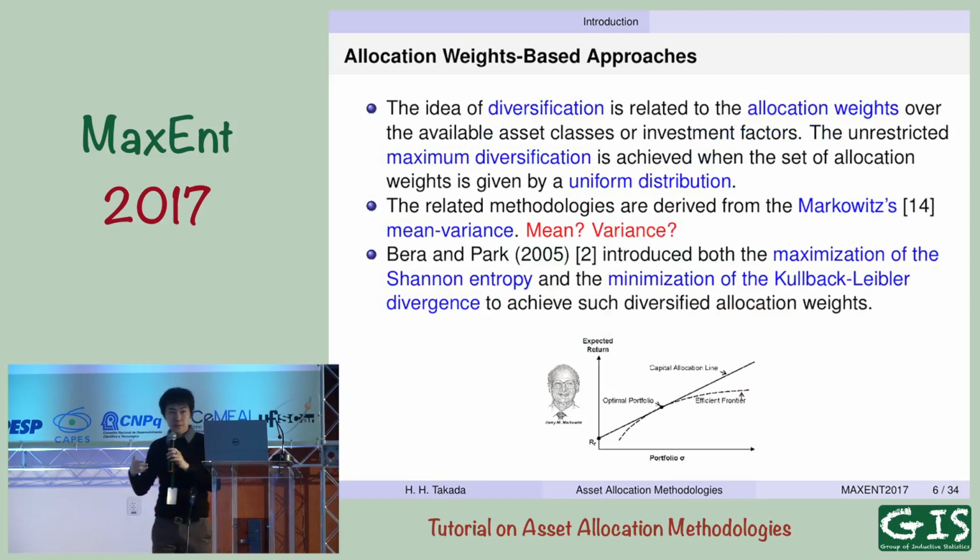So the idea of diversification in weight-based methodologies is related to allocation weights. So the allocation weights ideally must be uniformly distributed. That's not really right because you have correlation between assets and only making uniformly distributed weights or equal weights for everything will not diversify exactly, but that's the idea.